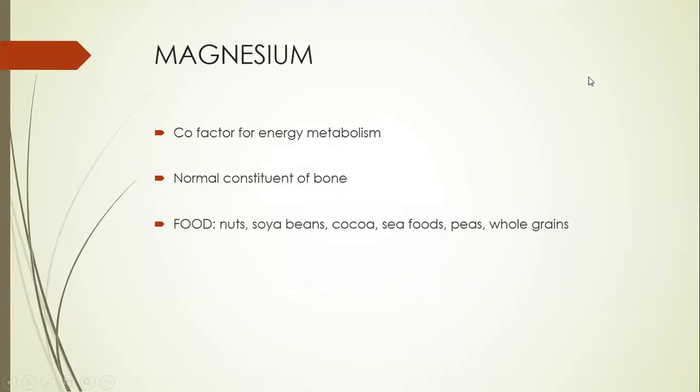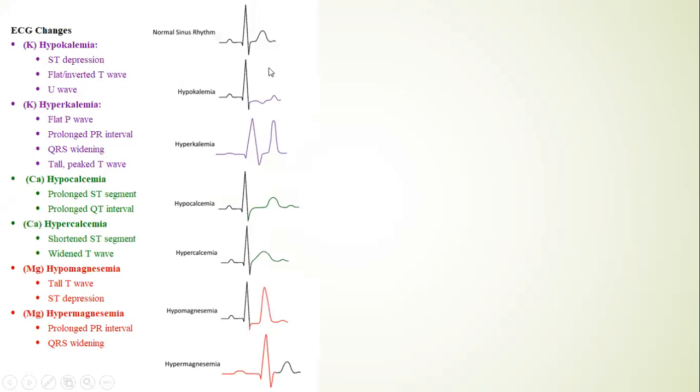Okay. Next is the magnesium, which is the co-factor of energy metabolism, and it is a normal constituent of the bone. Foods like nuts, soya, cocoa, seafood, peas, and whole grain are rich in magnesium. Okay. Next, just take a screenshot of this so that you can compare easily.